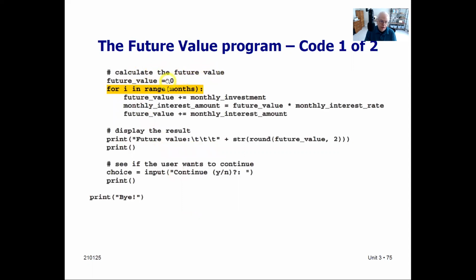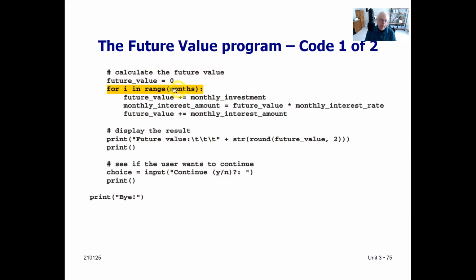Calculate the future value. You've seen this over and over and over. So we assign the future value to 0. We have a for loop here based on the number of months, because if it's just a number of months, that range is going to start at 0 because the last number in there does not calculate because we start at 0.